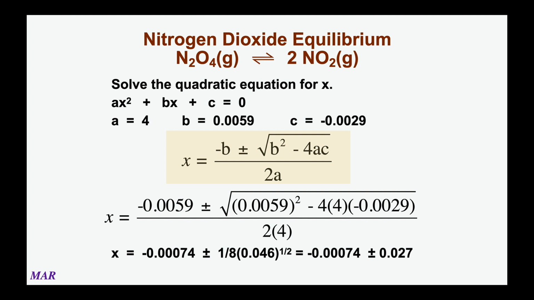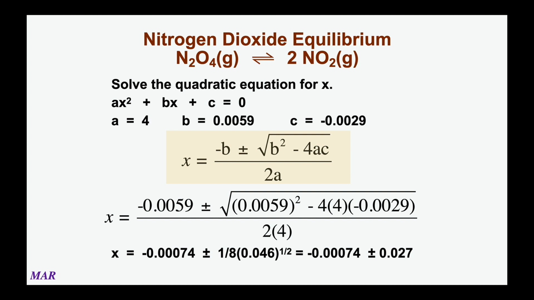Got to do a little bit of math here, all right, but no problem. We need to divide everything by 8, the 4 times 2, and when you do that, you get here negative 0.00074 plus or minus, there's the 1/8, the 1 divided by 8, and all that stuff in parentheses when you square root it, 0.046 is the number, and then you square root that. Do the plus or minus part. Plus or minus literally means you'll either add it or subtract it. So 1/8 times the square root of 0.046 is 0.027. That's the plus or minus part. x is going to have two values here.